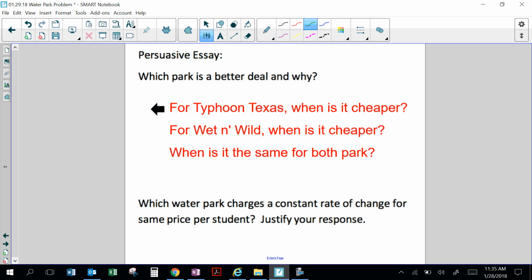And then last but not least, which water park charges a steady, same rate of change, the same price per student? Because one of the water parks charges a steady rate, the same price per student.